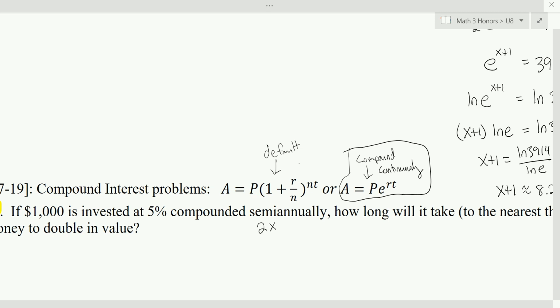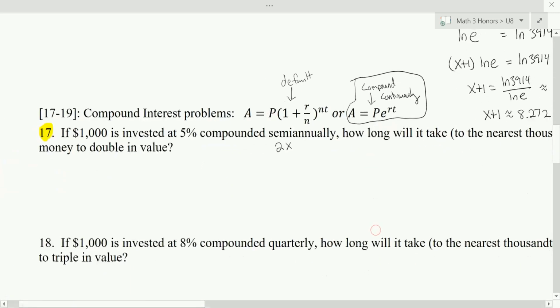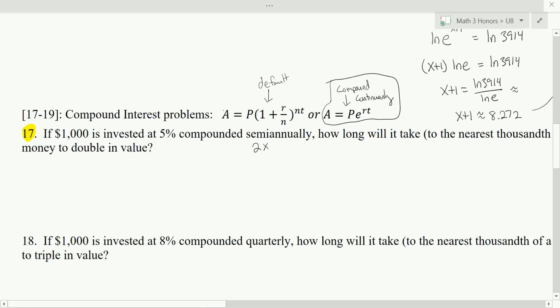But we have to know how to use them. Okay, so A is the amount that we want. So how much do we want to get in this problem? We want to end up with 2,000. Okay, how much did we start with? That's the principal, that's P, 1,000. So A represents how much you end up with. P represents how much you start with.